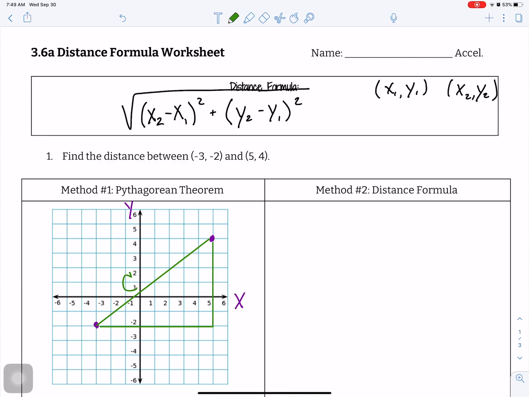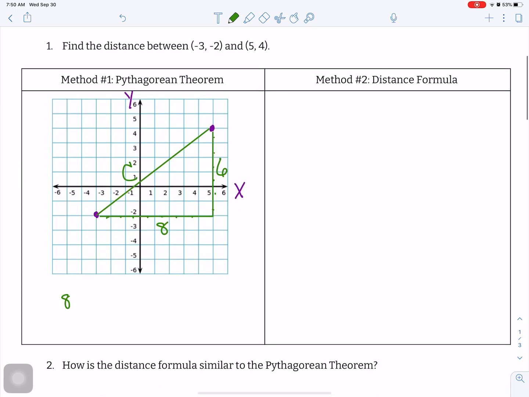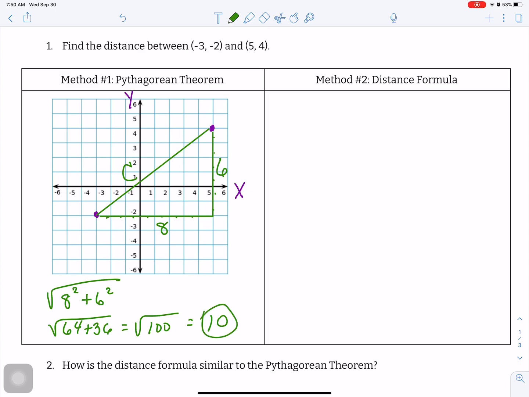So I can count up my legs. 1, 2, 3, 4, 5, 6. This has a length of 6. 1, 2, 3, 4, 5, 6, 7, 8. And then I can use the Pythagorean theorem. The Pythagorean theorem would say that 8 squared plus 6 squared, because I have the 2 legs and I'm looking for the hypotenuse. So 64 plus 36, which is equal to the square root of 100, or 10. So that works, and there's no reason why we can't use it, especially if our numbers are small enough.